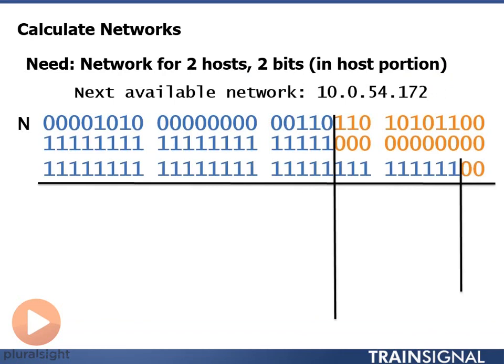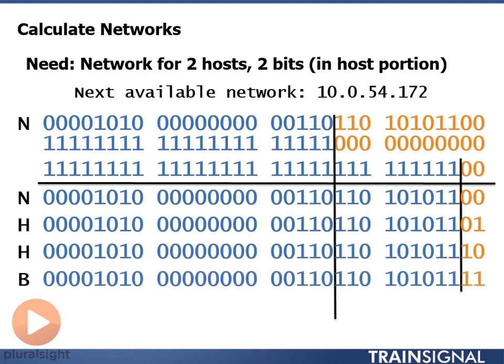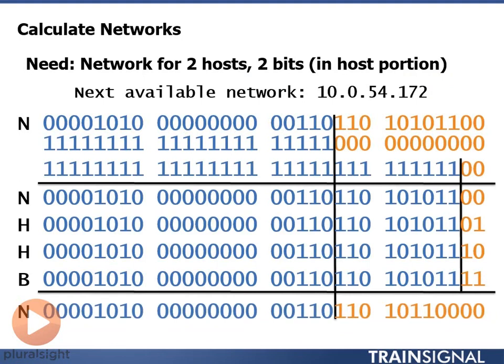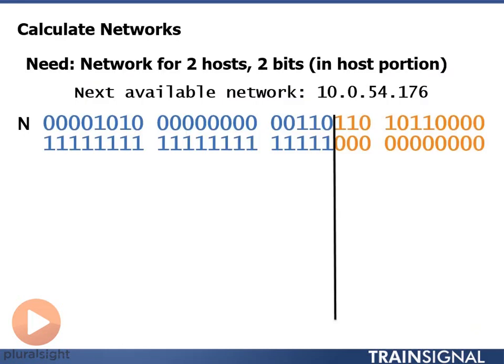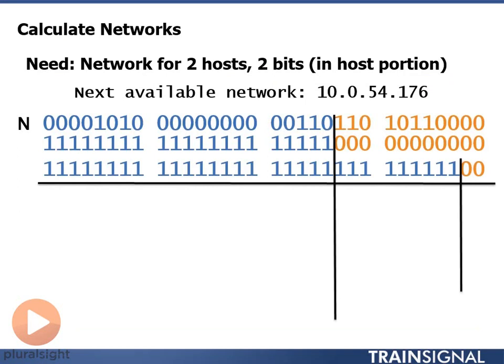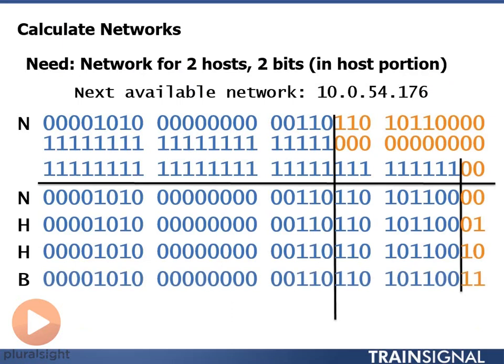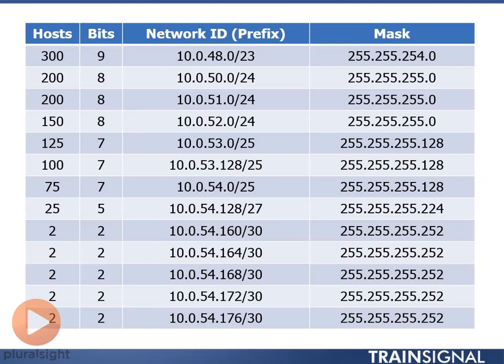30 bits in the network portion, calculate our network address, our first host, our last host, the broadcast address. We add 1 to the broadcast address to get our next available network, convert it to decimal, and fill in our chart. And sure enough, our last network there is 10.0.54.176. We'll just verify that that's all correct and we have enough space for it. So we calculate our mask, which still is /30. First host, last host, broadcast address, next available network. Now we have a network assignment for every single network in our internetwork.